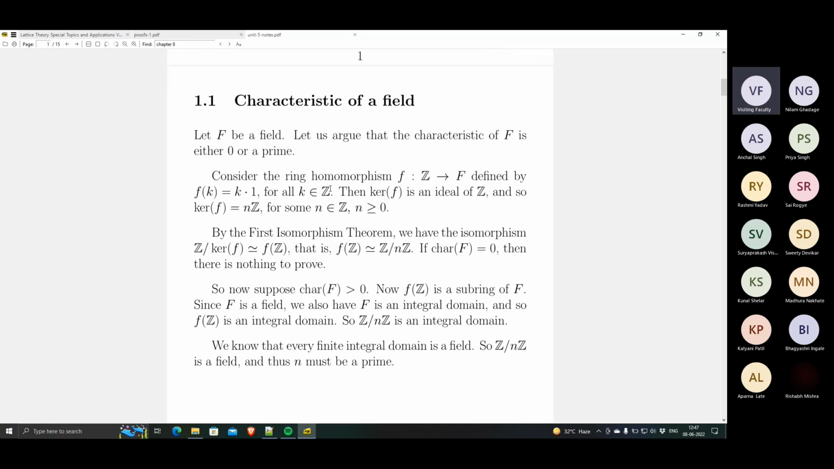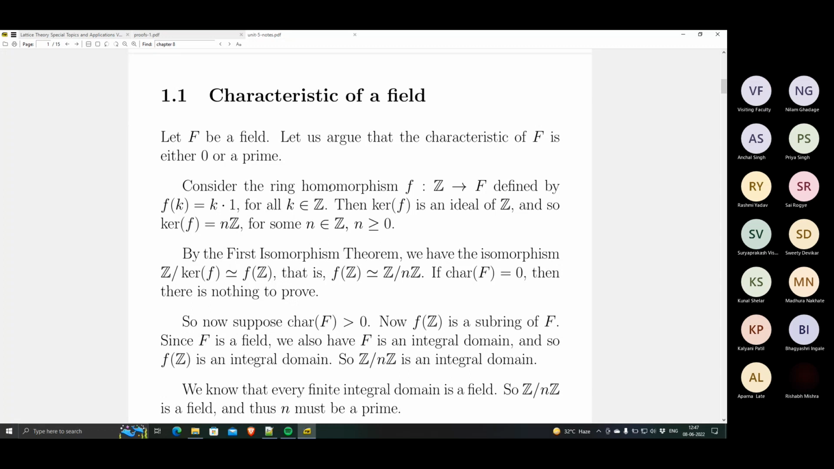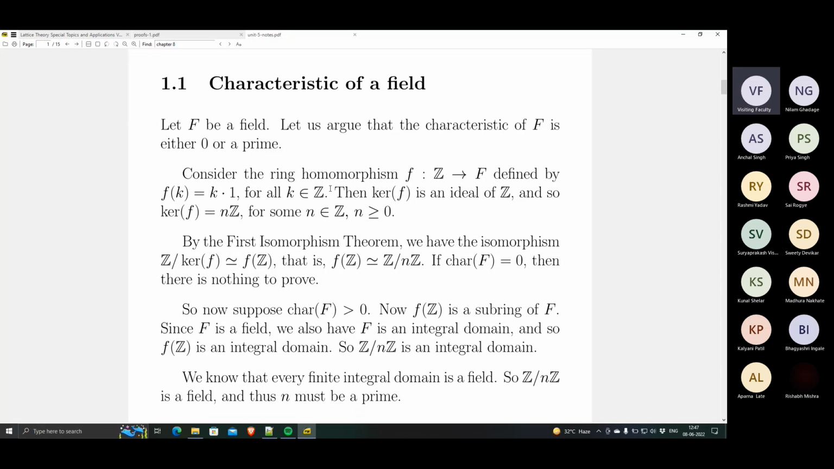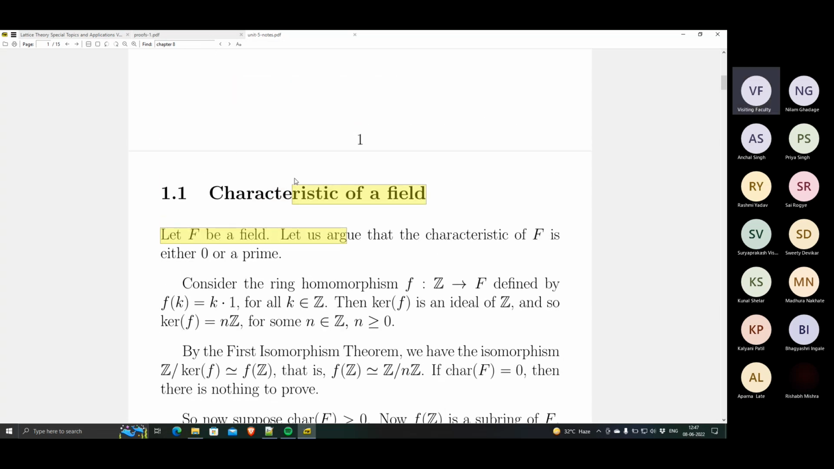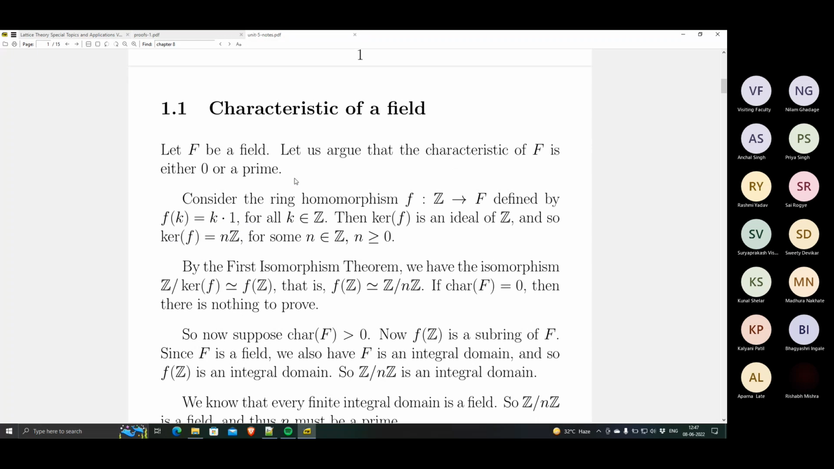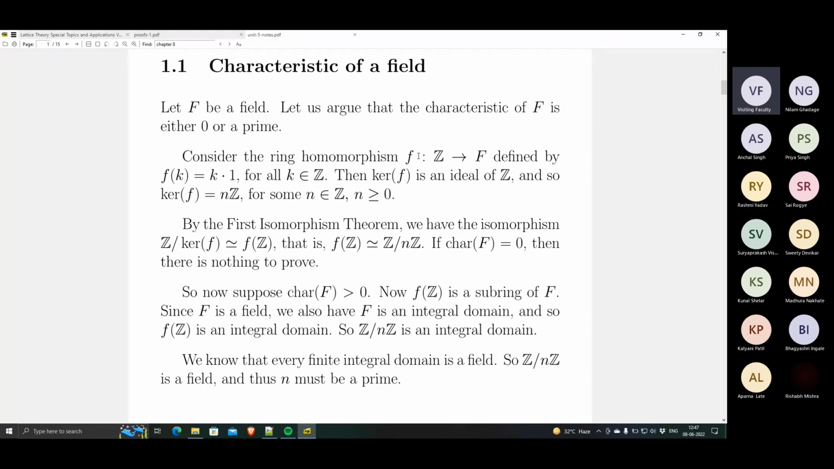Okay. This is something that we had not properly done last time. Let's do it properly. The characteristic of every field is either 0 or prime. How do we prove that? Let F be a field. Now consider the ring homomorphism little f from Z to F, defined by f of k equals k times 1 for all integers k. This is a ring homomorphism; that is easy to check.